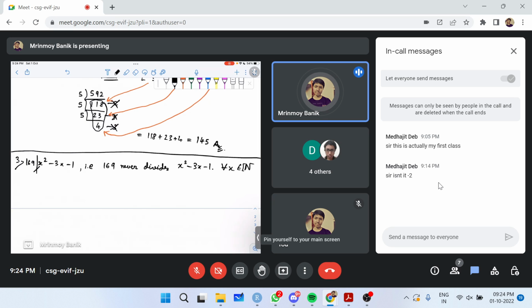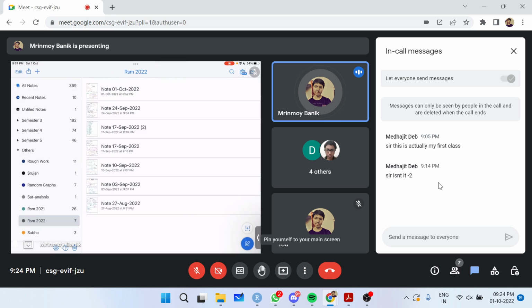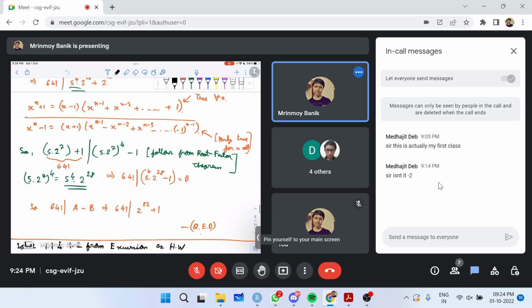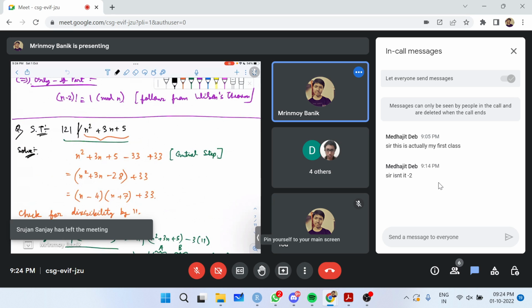So this is exactly similar to one problem that I discussed, I guess, last week in class. So that one was, okay, let me move back to that problem. Yeah, so this one is the problem. There you had to show that 121 doesn't divide n squared plus 3n plus 5. So you can see the pattern, right?